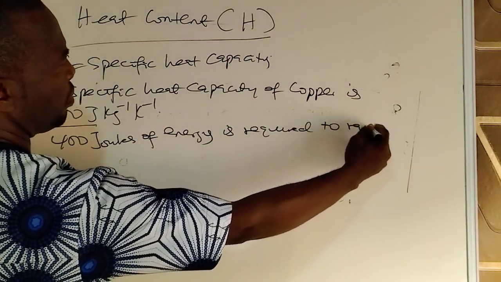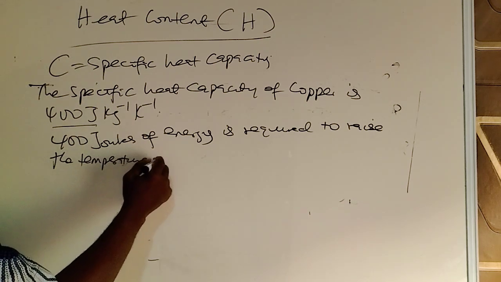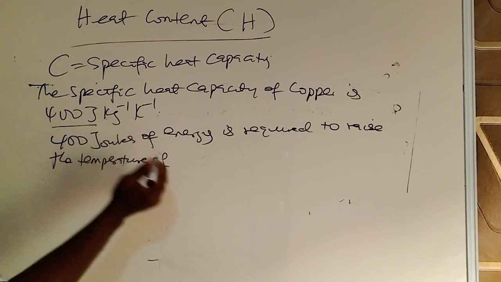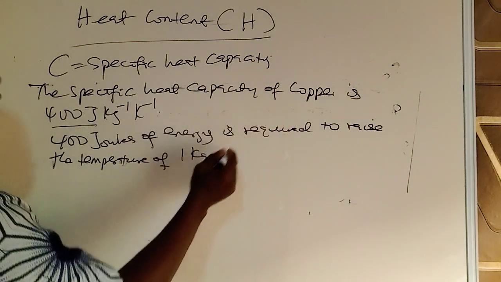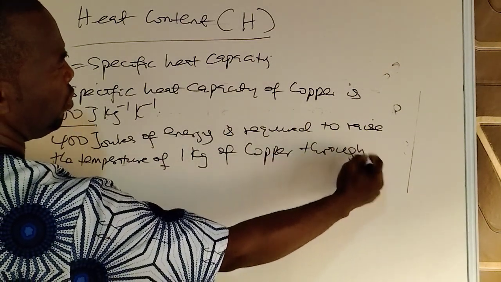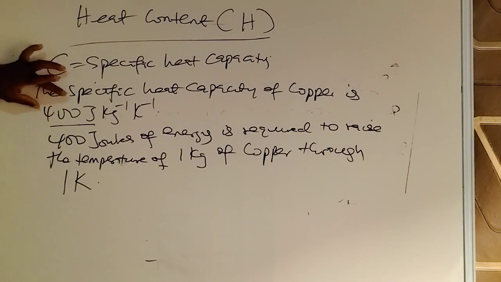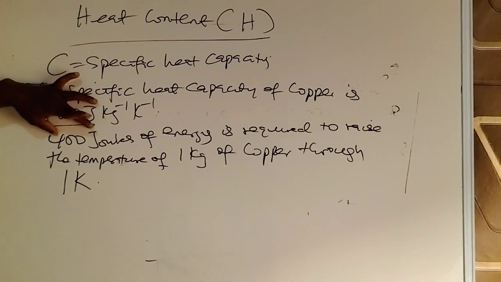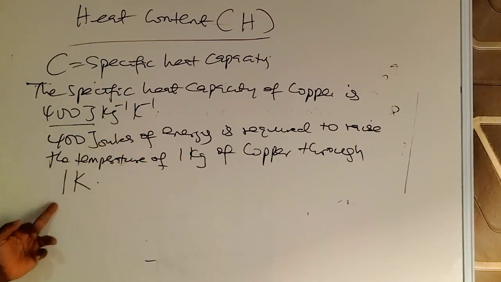to raise the temperature of the unit here, which is kg. When I say 1 kg of which substance, of copper, through 1 Kelvin. You see what it implies? So if we say that the heat capacity of copper is this value, it means you require 400 joules of energy to raise the temperature of 1 kilogram of copper through 1 Kelvin. That's what it implies. Okay?